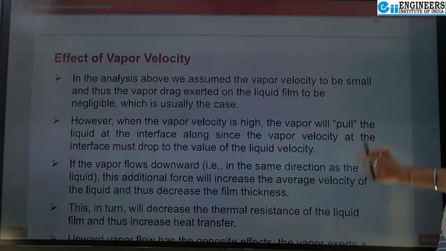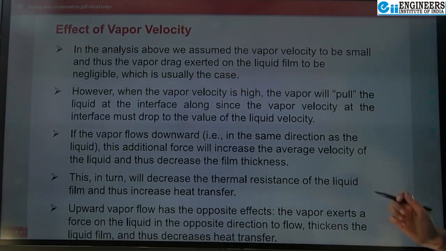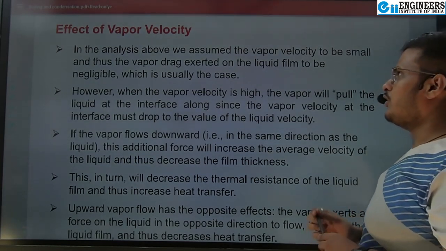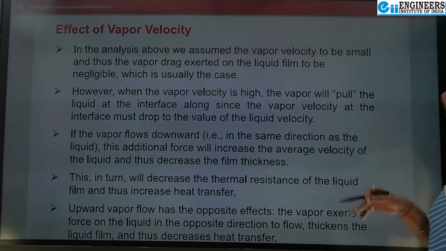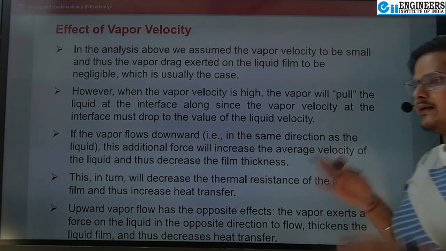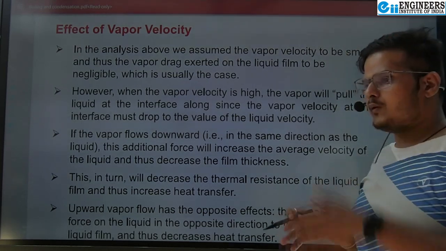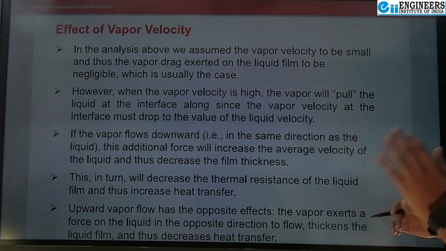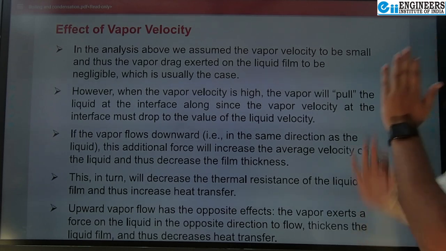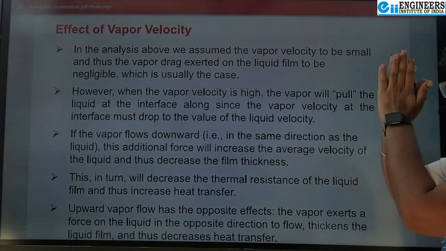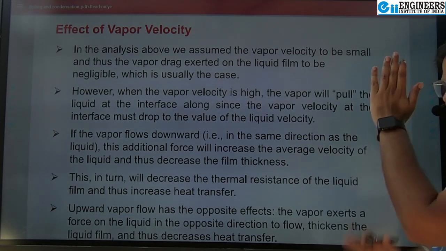Then we will move on to the effect of the vapor velocity on the analysis of this condensation. So we have assumed while determining this force balance and all, the vapor velocity is so small that it is neglected. Why? So that the drag that is exerted on the liquid film will become negligible. However, if the vapor velocity is high, the vapor will pull the liquid at the interface along, since the vapor velocity at the interface must drop to the value of the liquid velocity.